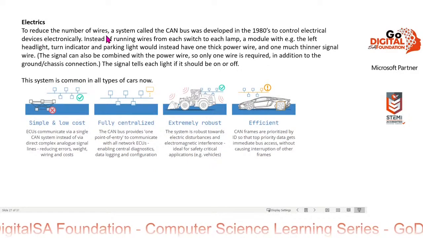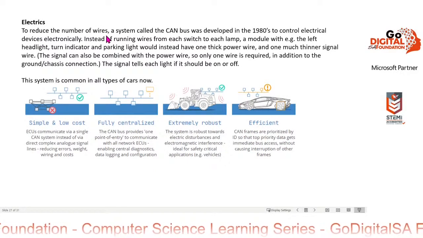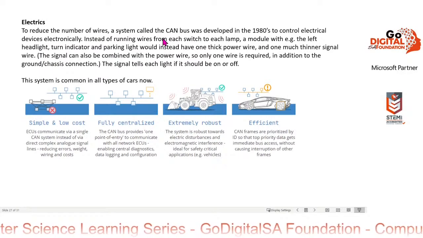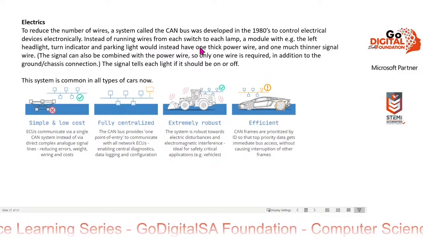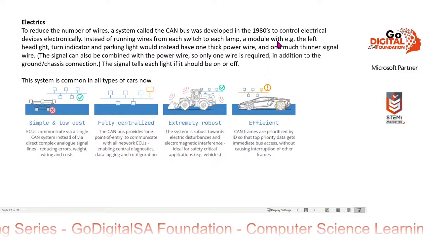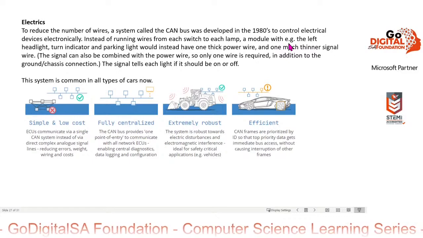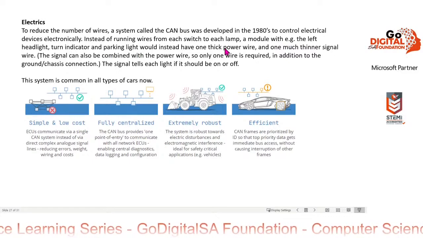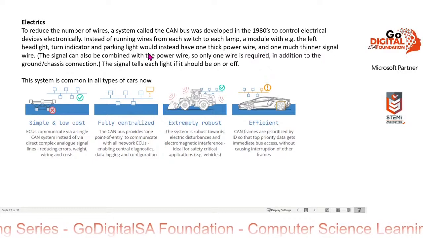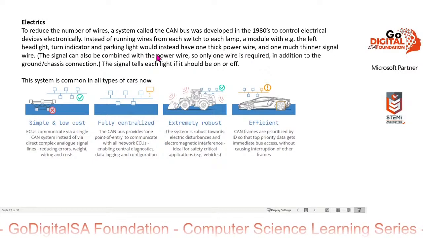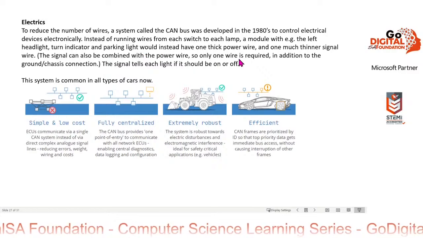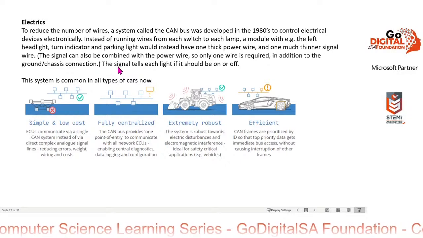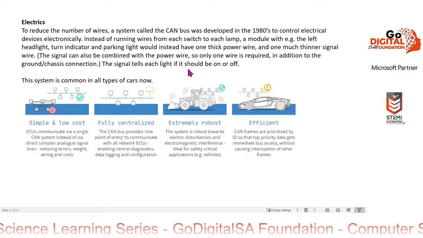To reduce the number of wires, a system called the CAN bus was developed in the 1980s to control electrical devices electronically. Instead of running wires from each switch to each lamp, a module with, for example, the left headlight, turn indicator, and parking light would instead have 1 thick power wire and 1 much thinner signal wire. And the signal can also be combined with the power wires, so only 1 wire is required in addition to the ground or chassis connection. The signal tells each light if it should be on or off.